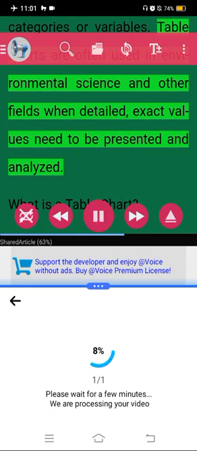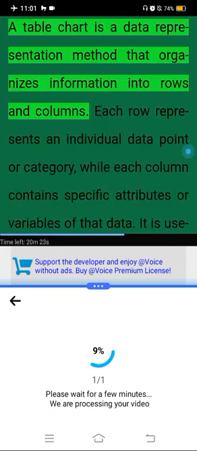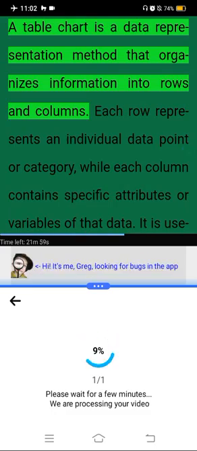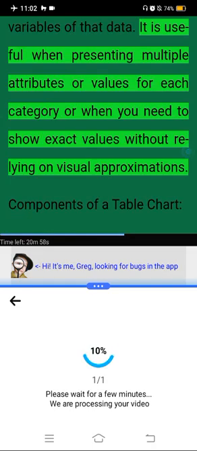Table charts are often used in environmental science and other fields when detailed, exact values need to be presented and analyzed. What is a table chart? A table chart is a data representation method that organizes information into rows and columns. Each row represents an individual data point or category, while each column contains specific attributes or variables of that data. It is useful when presenting multiple attributes or values for each category or when you need to show exact values without relying on visual approximations.